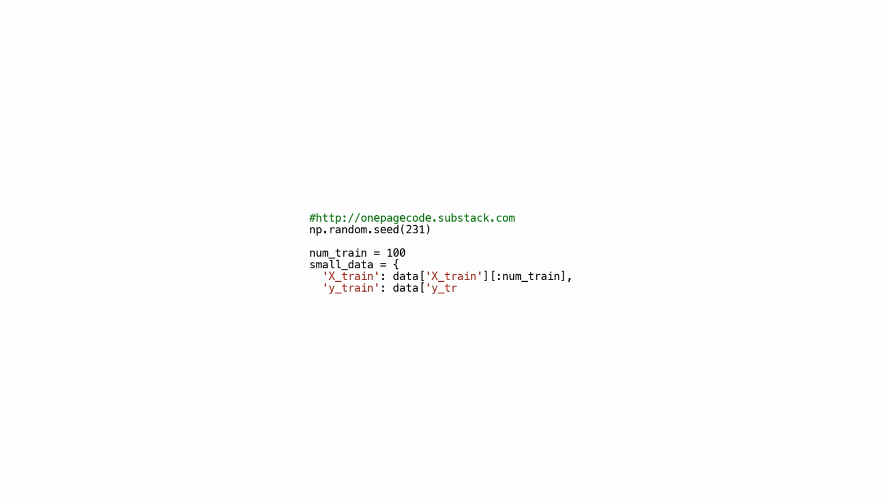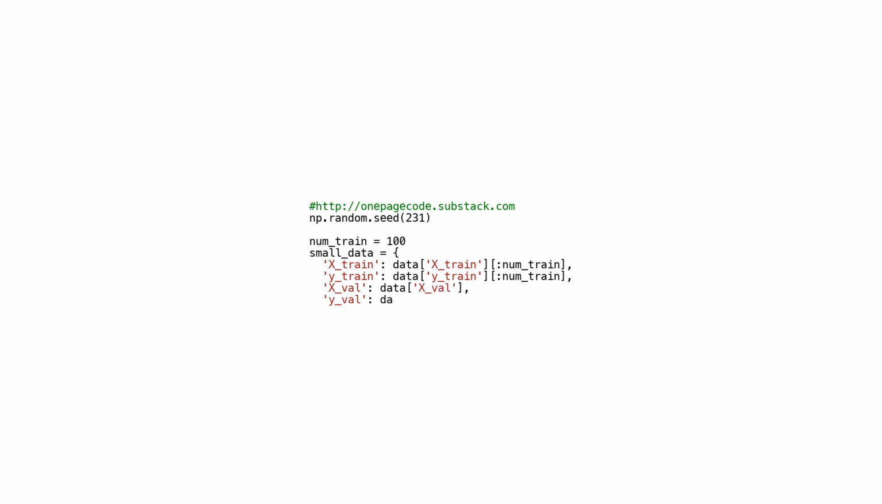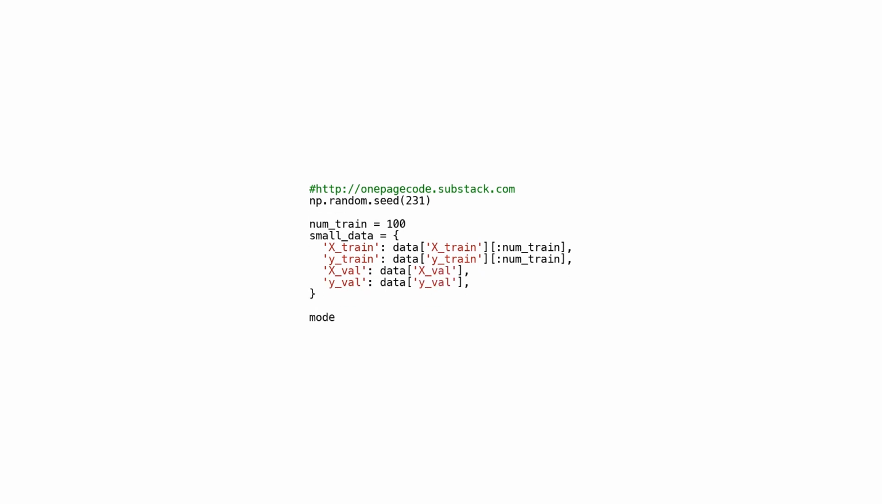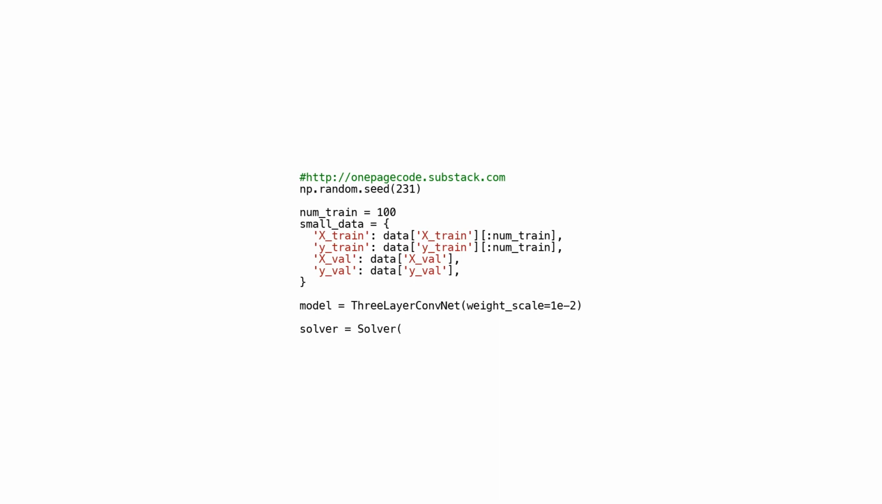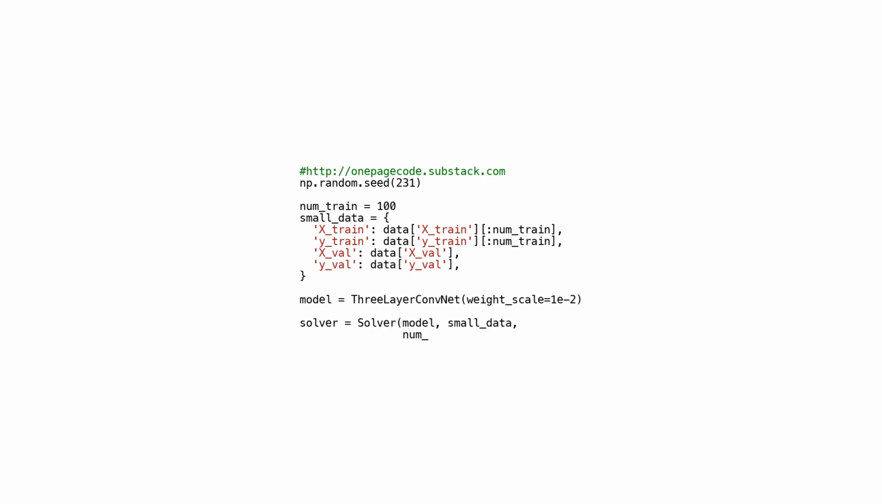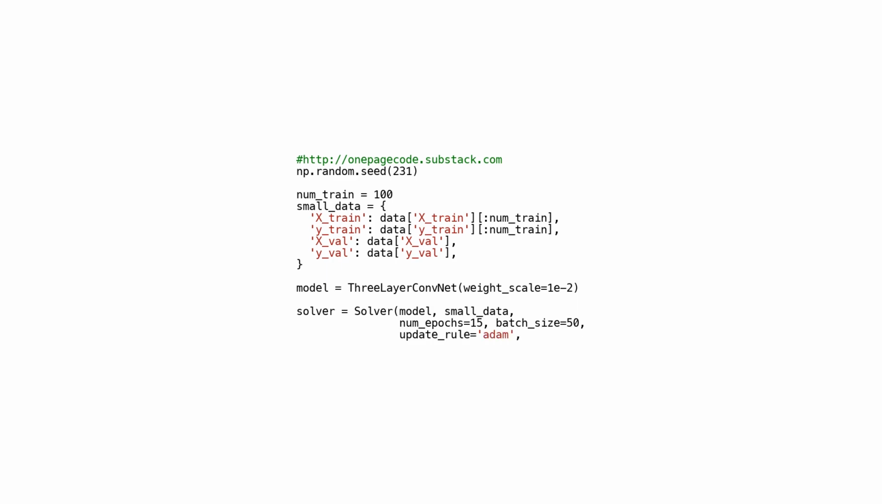The second is a number of 100 data points will be used for training in the following line, numTrain equals 100. The third point, using the small data dictionary, a small dataset is created. In training, data points are limited to the first 100, while validation data remains constant. The fourth point, in the line model equals ThreeLayerConvNet with weight scale 1e-2, an instance of a convolutional neural network model with a weight scale of 1e-2 is created.